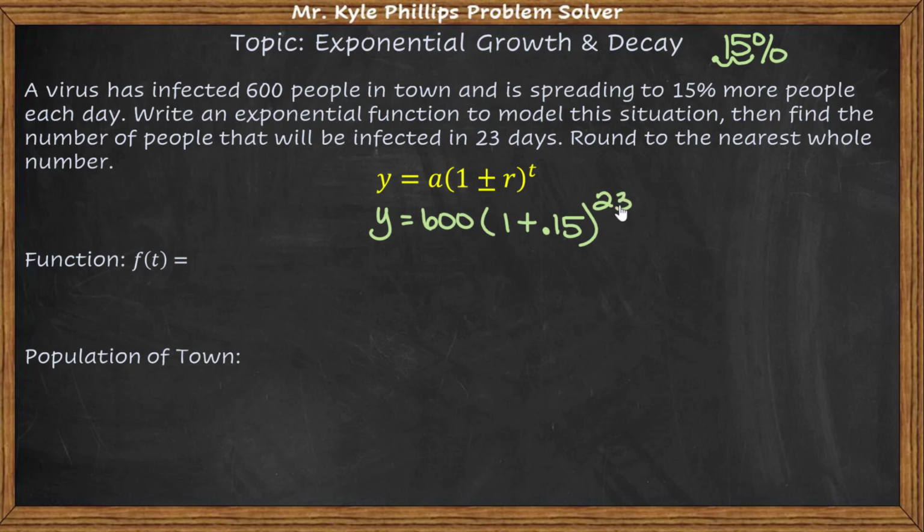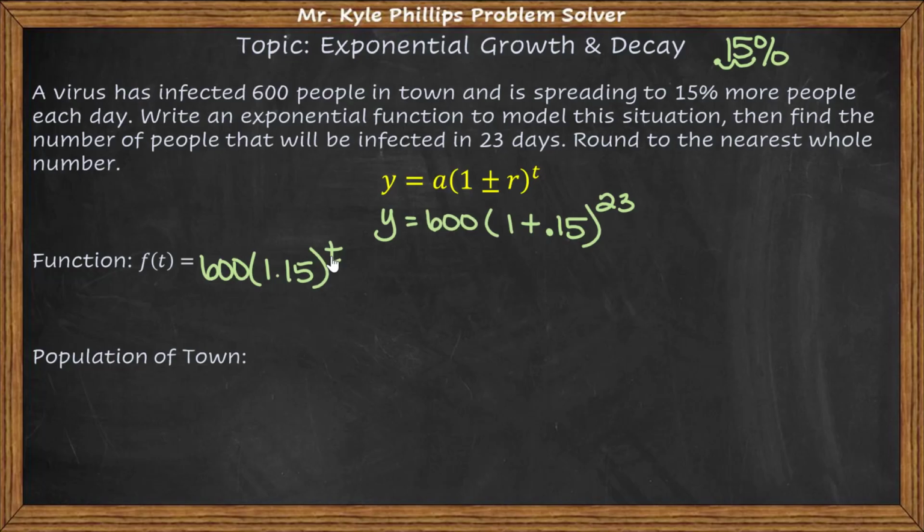Now, for the function, you would not plug in the 23 days. I would just say 600 times 1.15 raised to the t, or you could say raised to the x. Here, because they said f of t, you would want to use the t as your variable. For your function, you're leaving it like this so that you can plug in any number of days and get an output. So I want the population of the town in 23 days. This is where I would plug in the 23.